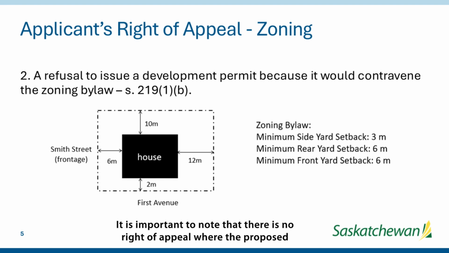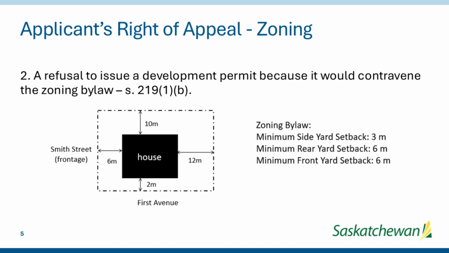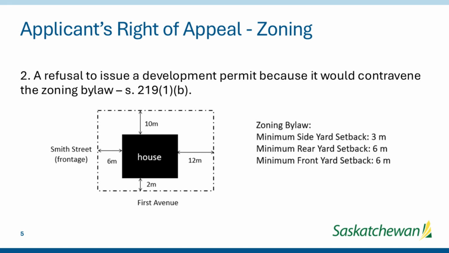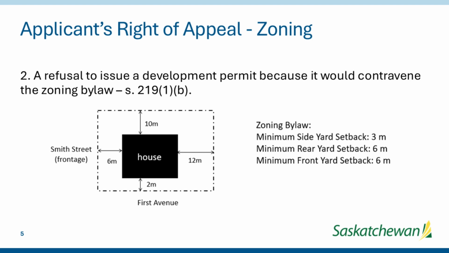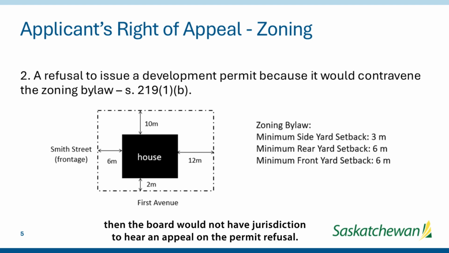It is important to note that there is no right of appeal where the proposed use of the land is not listed as permitted or discretionary in the zoning district, since that would be a land use decision reserved solely for municipal councils. The board may only grant variances to development standards and conditions. Using this example, if the development permit was refused on the basis that houses are not permitted or discretionary in that zoning district, then the board would not have jurisdiction to hear an appeal on the permit refusal.